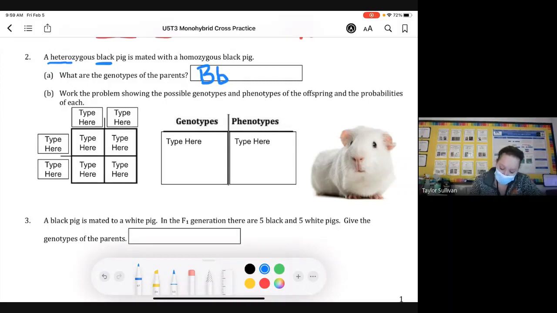So now we're going to look at the second parent. This one is a homozygous black guinea pig. So what would our homozygous black guinea pig have for its genes? Which letter was black, the big B or the little b? The big B. And homo means same. So I'm going to have big B and another big B.